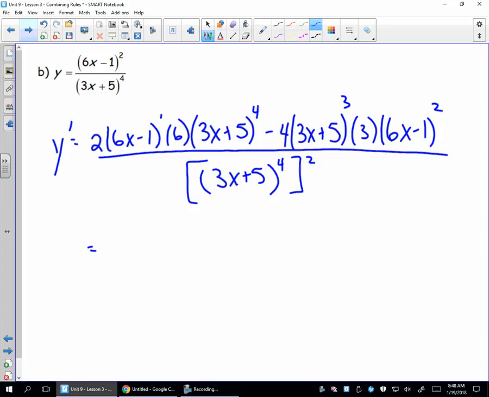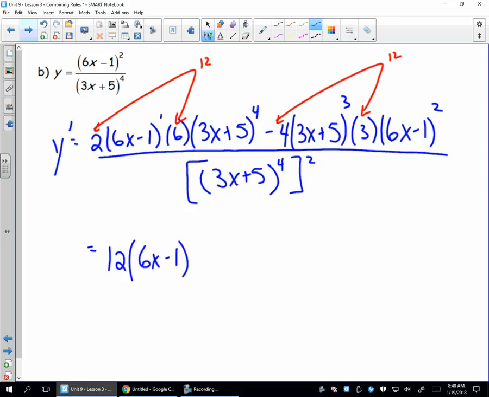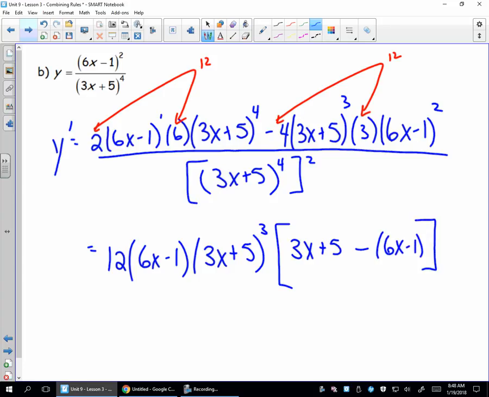Okay, so one of the tricks in this one, you might notice, 2 times 6 makes 12, and 4 times 3 also makes 12. So they have a common factor of 12. They also both have a 6x minus 1. They also both have a 3x plus 5, and the power of 3 is the smaller. And we're left with just 3x plus 5 from the first half, minus, in the second half, I'm left with just a 6x minus 1. All over on the bottom now, 3x plus 5 to the 8.